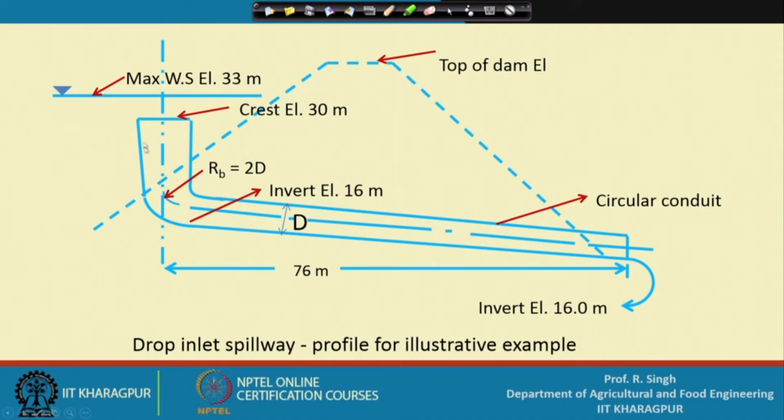Since this is a pipe kind of structure, the horizontal diameter is lesser than the vertical diameter here, and this pipe length is 76 meter and the invert elevation is given as 16 meter and it is a circular conduit, and this side it is the top portion of the dam. So, this is a profile of this example.